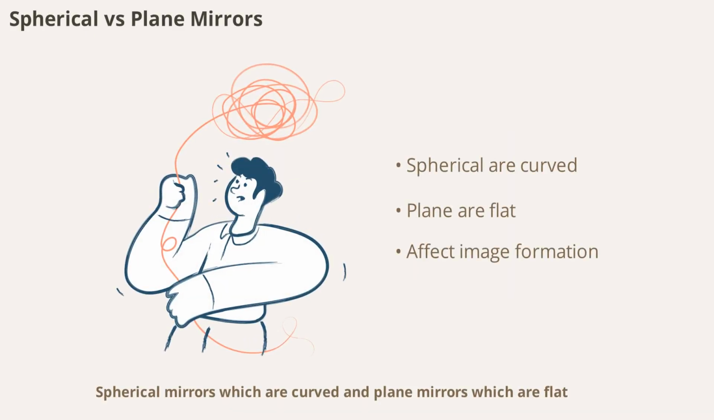Spherical mirrors, which are curved, and plane mirrors, which are flat, reflect light in different ways. Spherical mirrors can be either concave or convex, focusing or spreading light rays, while plane mirrors simply reflect light back at the same angle. This difference affects the type and size of images formed. Understanding these distinctions helps us choose the right mirror for tasks like shaving, driving, or decorating.